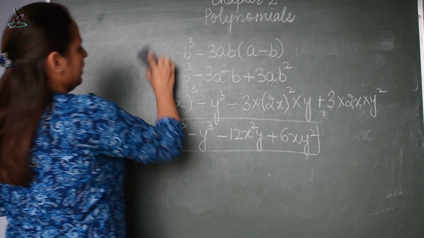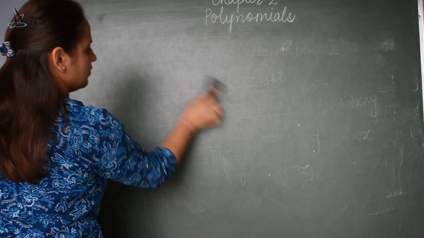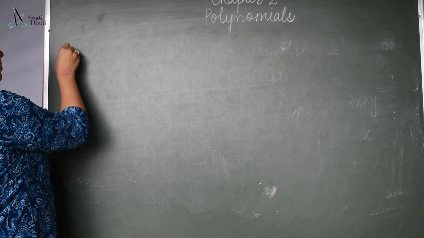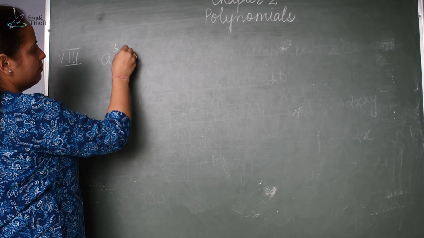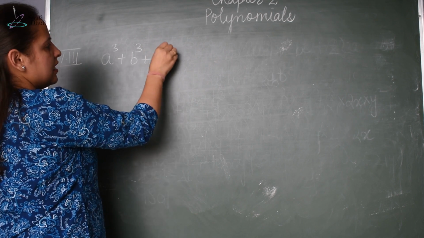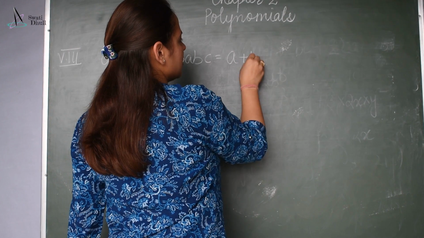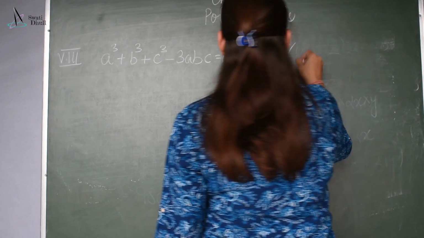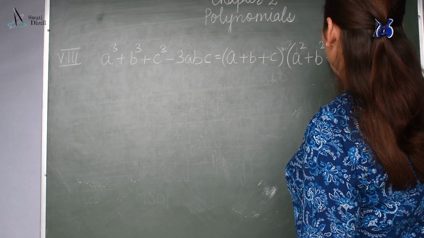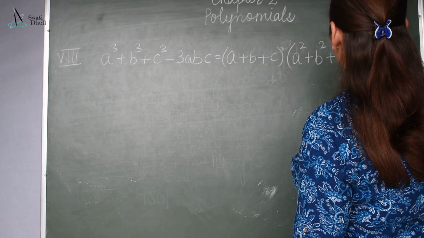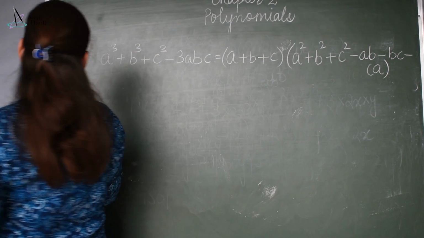Now eighth identity. Eighth identity is your a cube plus b cube plus c cube minus 3abc is equal to a plus b plus c into a square plus b square plus c square minus ab minus bc minus ca. This is your eighth identity.